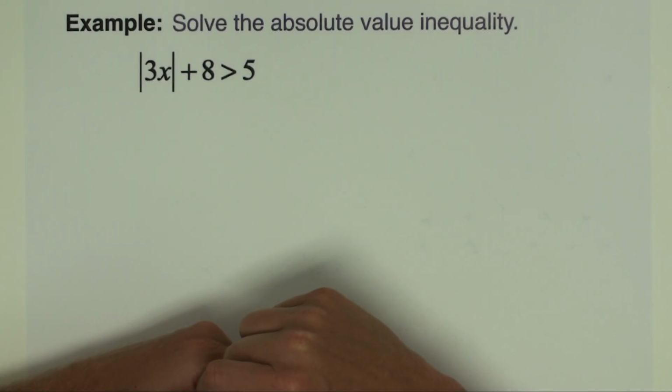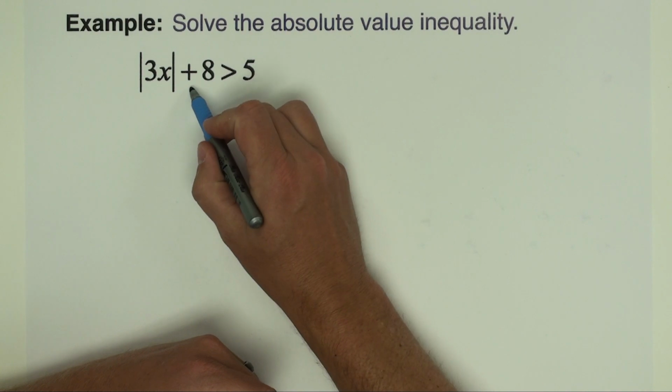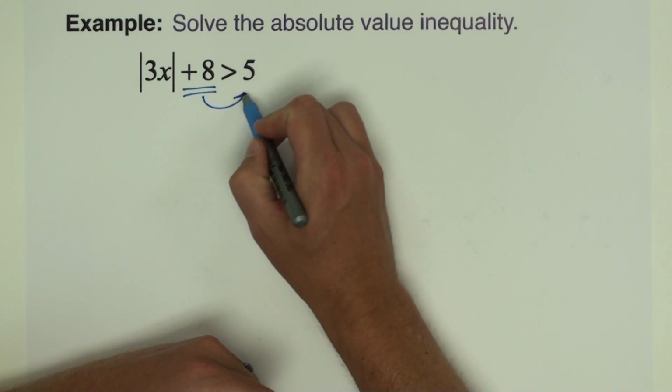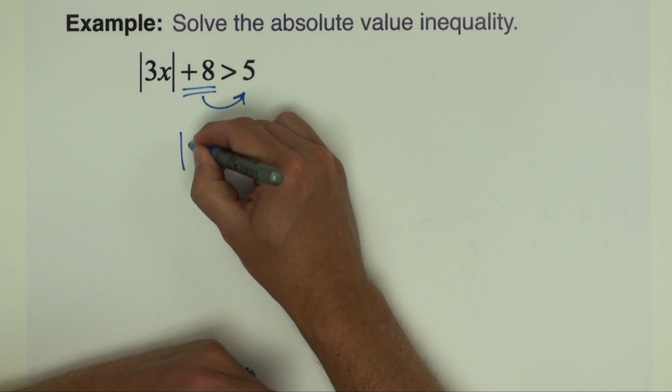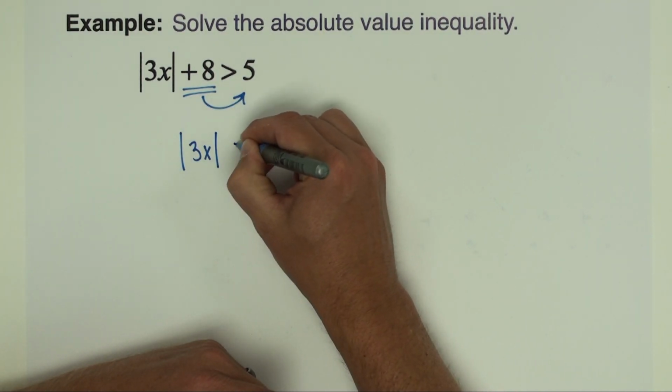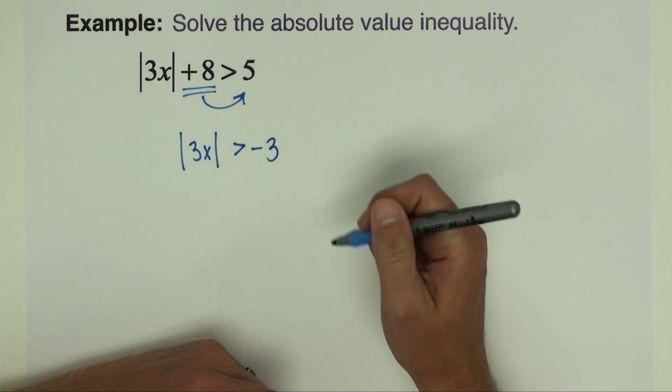All right, our next problem begins with this plus 8 that I do need to move to the opposite side of this inequality. So I'm going to rewrite this as absolute value 3x is greater than negative 3.